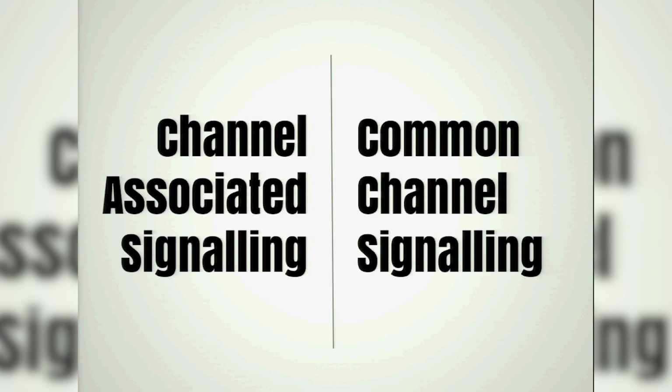Two types of signaling. Channel-associated signaling, CAS, and common channel signaling, CCS. Okay. Let me start with common channel signaling, because that's the most modern signaling. That's likely what you're going to use. Common channel signaling is PRI, essentially.